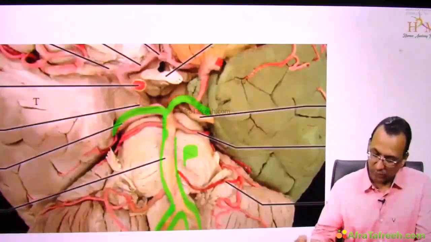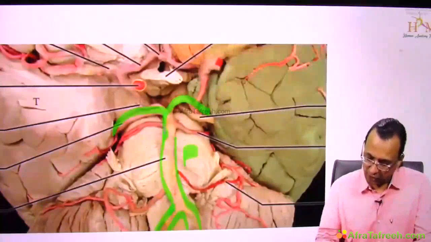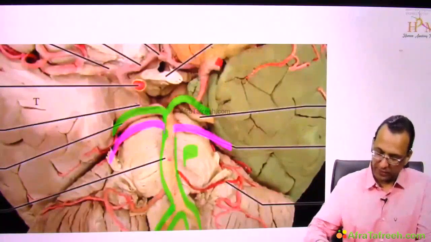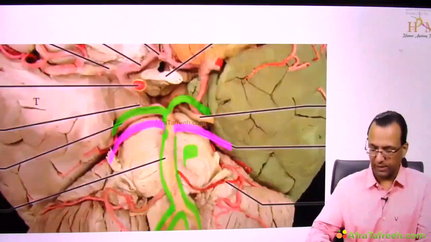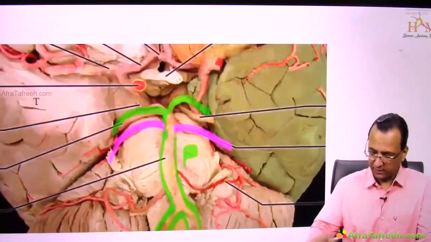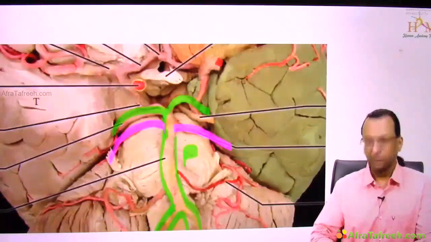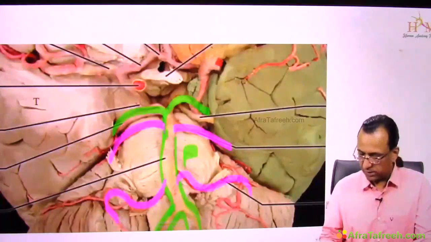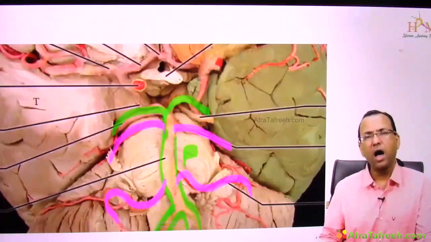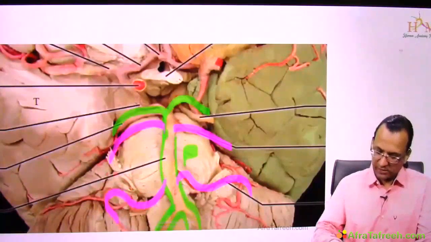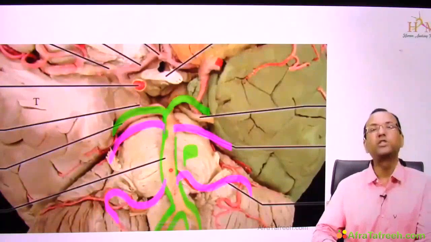But before it gave the posterior cerebral artery, it would have already given the superior cerebellar artery. So you are telling this is the basilar artery which would have already given the superior cerebellar artery to the cerebellum? Yes. Actually, you have to understand that there are other branches also, like the anterior inferior cerebellar artery, AICA. So the anterior inferior cerebellar artery is a branch of the basilar artery.